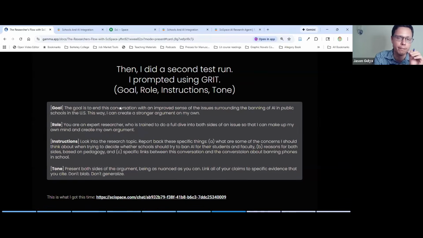The role. And one of the things I recommend when you create a role, and even now in prompting, people never talk about this: give it a role and give yourself a role, right? You can say, I want you to be this, and I'm going to be this. That's okay, right? That actually helps because now you have two roles. It's not just one, right? So the role here: you are an expert researcher who's trained to do a full dive into both sides of an issue so that I can make up my own mind and create my own argument.